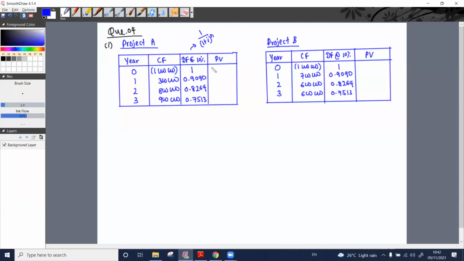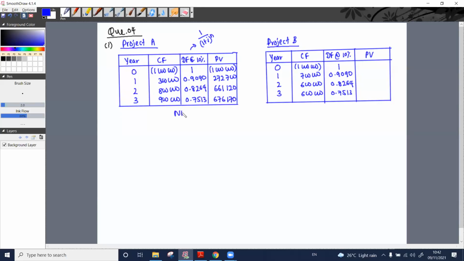Right. The present values. Here it is negative 1 million, 272,700, 800,000 into 0.8264, 661,120, 900,000 into 0.7513, 676,170.